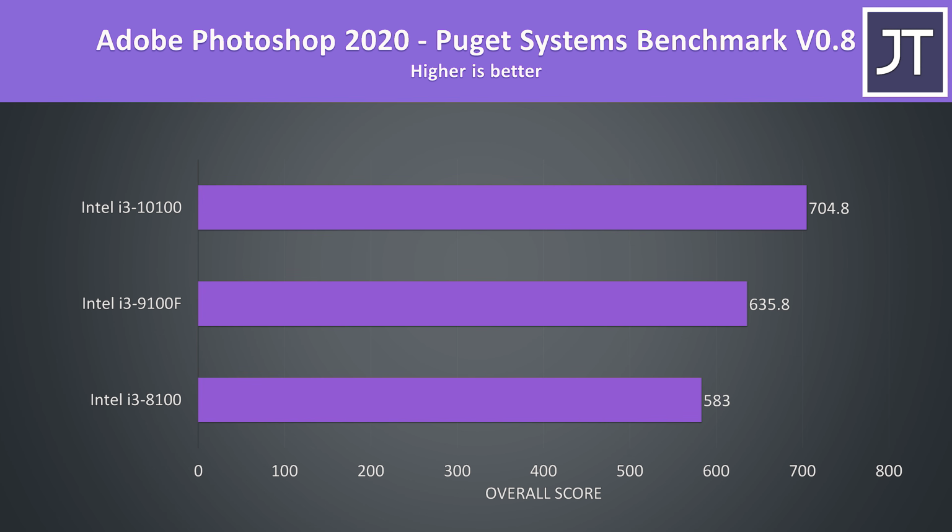I've used the Puget Systems Photoshop benchmark, and while there were modest improvements with the newer chips, the difference is less pronounced compared to other multi-core heavy workloads. The 10100 was scoring 11% ahead of the 9100F and 21% ahead of the 8100, which, while sounding good, is one of the lower results out of all applications tested.